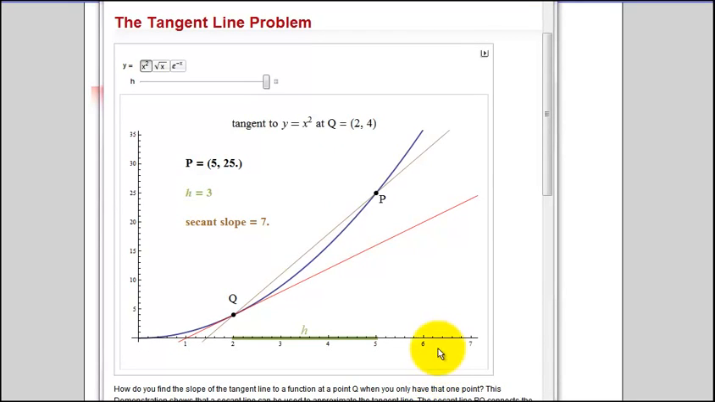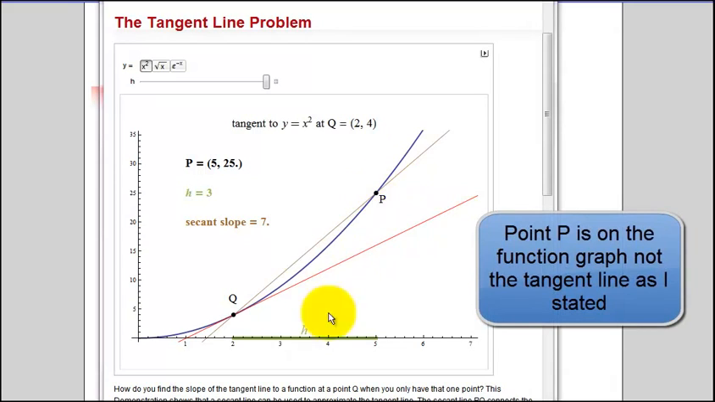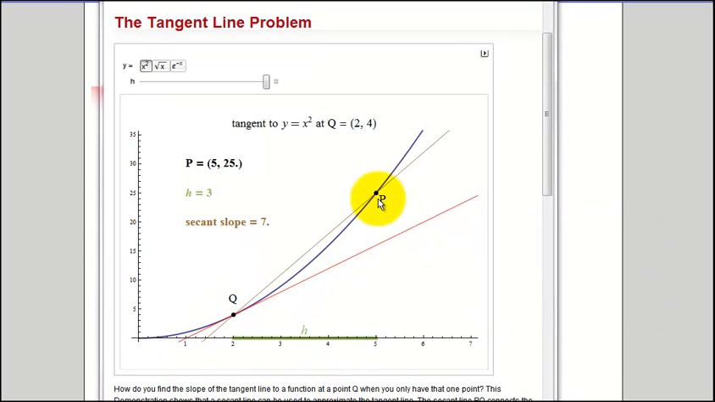Okay, I have our demo up now. I'm using a site from Wolfram that demonstrates various mathematical concepts. Here in blue we have part of a parabola, the graph of y equals x squared. We are interested in finding the slope of the tangent at point Q. The tangent line is shown here in red. We also have another point P that is h units away from point Q on the x-axis, and we have drawn a secant line going through points Q and P.